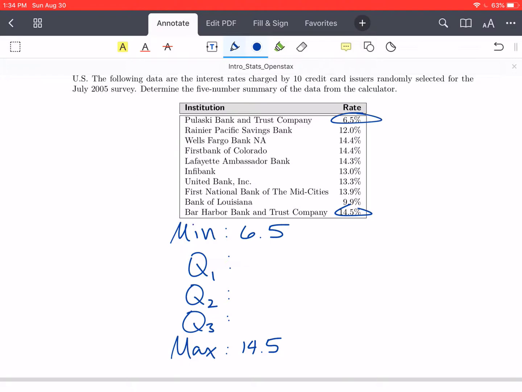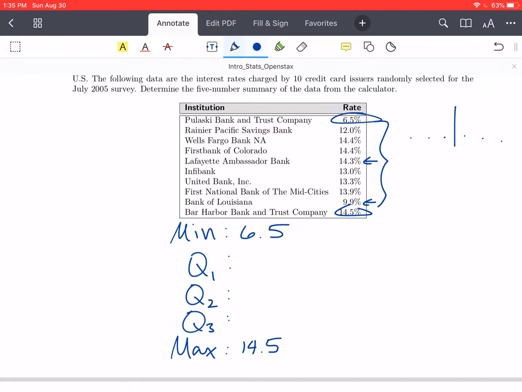Okay, the median is the middle value. So what you would need to do is write these out in order, right? Because notice they're not all in order, right? Some of them are kind of out of place here. Once you list them all out in order, do exactly like we did in the previous example.